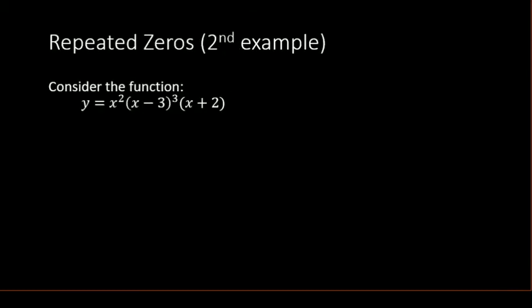Here's our second example. I factored this one for you just to save time. We've got x squared, which means x equals 0 has a multiplicity of 2. x minus 3, so the zero at x equals 3 has a multiplicity of 3. And x plus 2, so the zero at negative 2 has a multiplicity of 1.